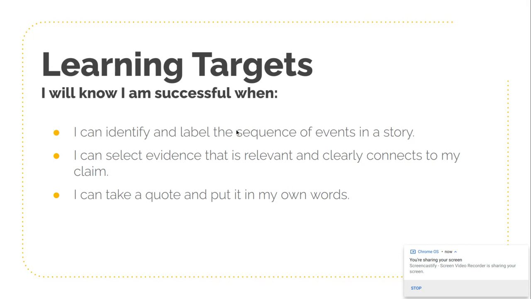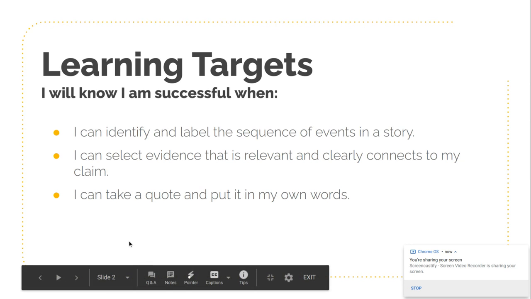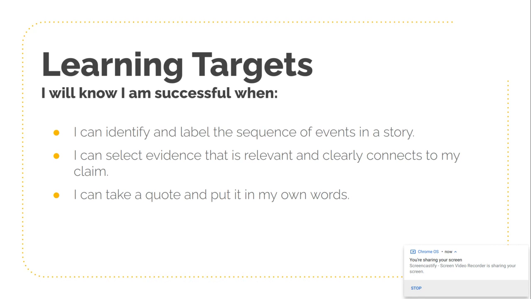Today, we're going to be reviewing just one of those elements, but just so you're aware, our learning targets for this quarter, so that you understand what we're going to be working on, are: I can identify and label the sequence of events in a story. I can select evidence that is relevant and clear and connects to my claim. And I can take a quote and put it in my own words. So these are the three skills that we're going to be focusing on next.